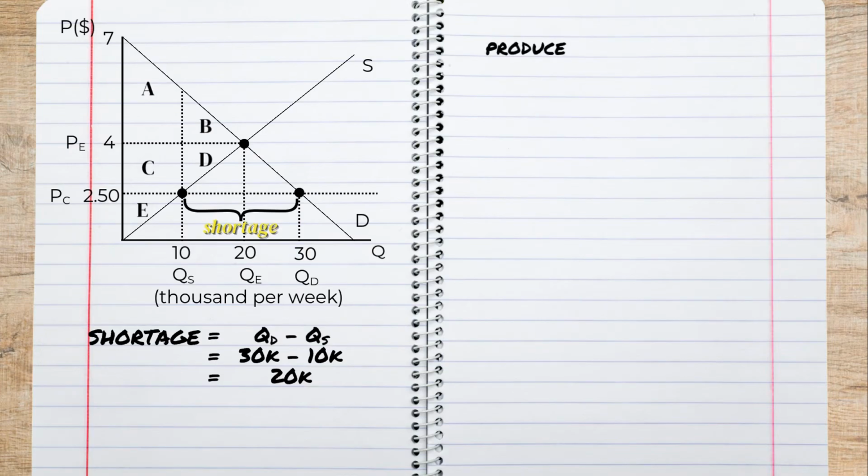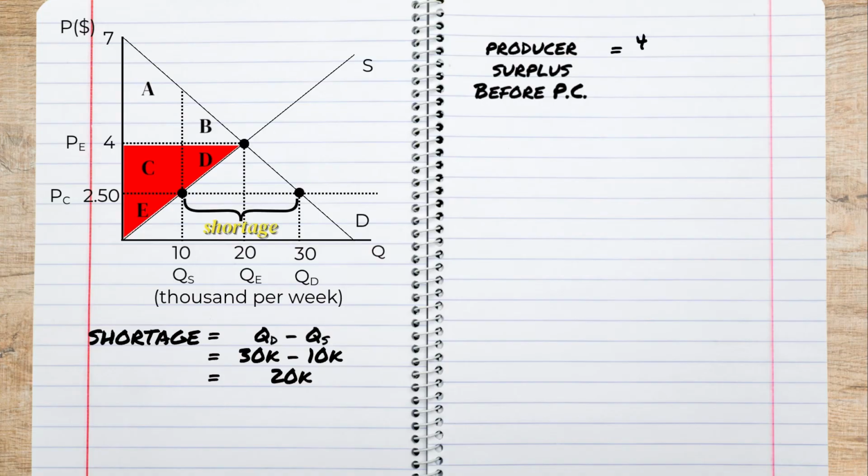First, the producer surplus before the price ceiling. That's going to be the sum of areas C, D, and E. So the height of that triangle will be 4 times the base, which is 20,000, which gives us 80,000. We then divide by 2 to get a final value of $40,000.